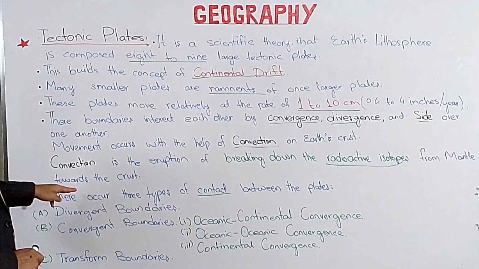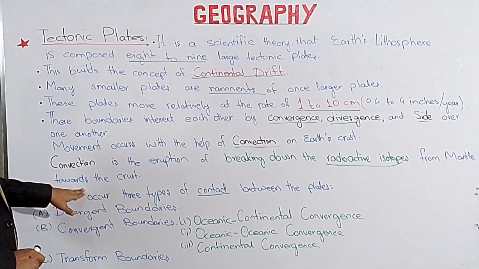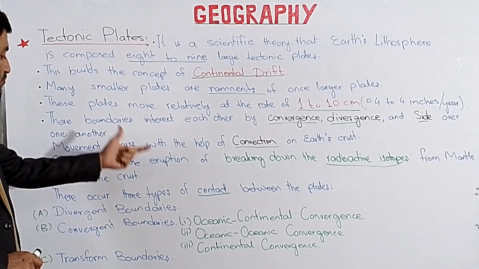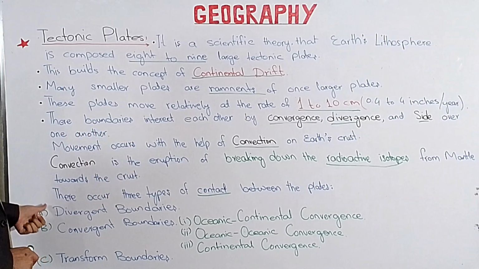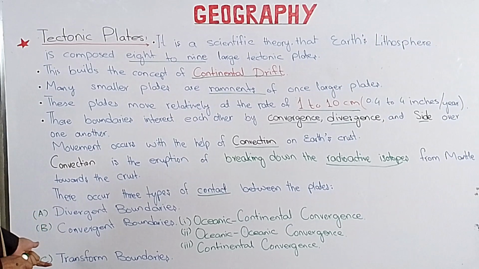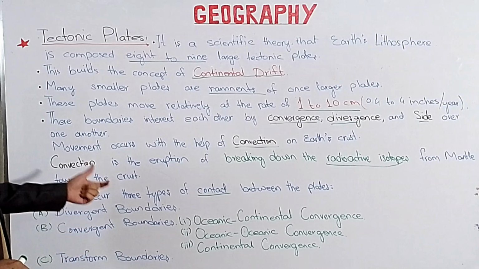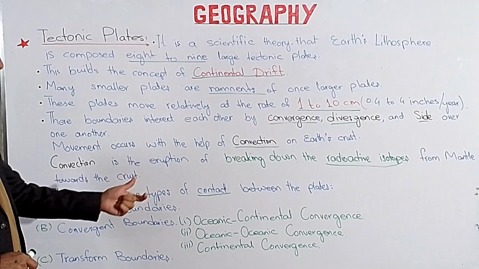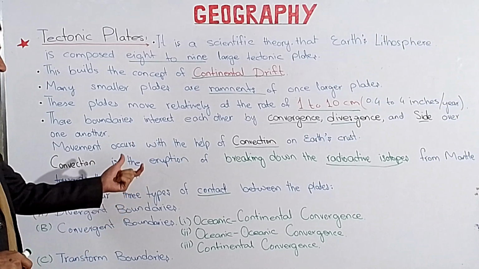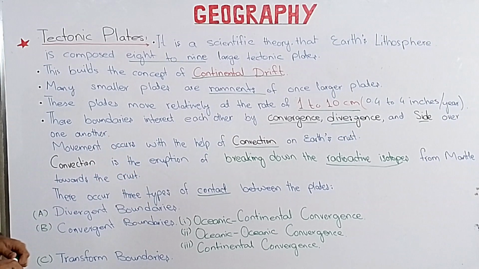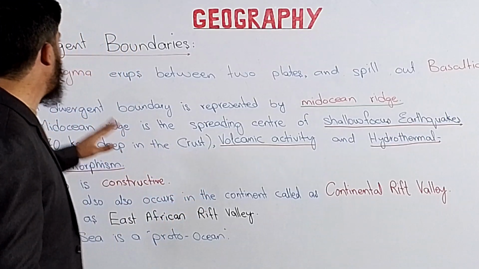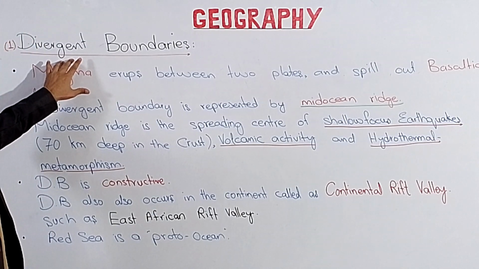These plates are divided, on the basis of their movements, into 3 types: the divergent boundaries, the convergent boundaries, which are further divided into 3 types: the oceanic-continental convergence, the oceanic convergence, and the continental convergence, and the transform boundaries. So, dear students, first we have the divergent boundary.